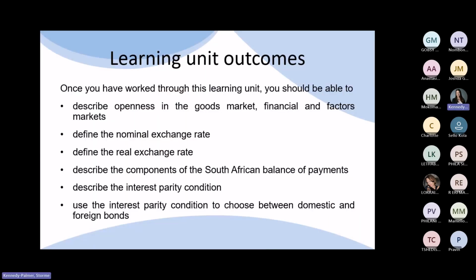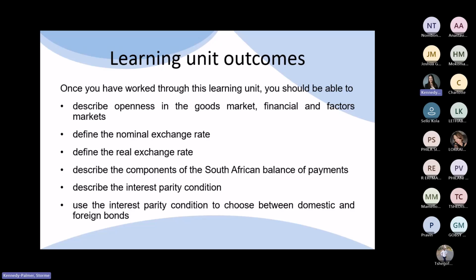Once you've worked through this learning unit, you should be able to describe openness in the goods and financial markets, define the nominal exchange rate, define the real exchange rate, describe the components of the South African balance of payments, describe the interest parity condition, and use the interest parity condition to choose between domestic and foreign bonds.